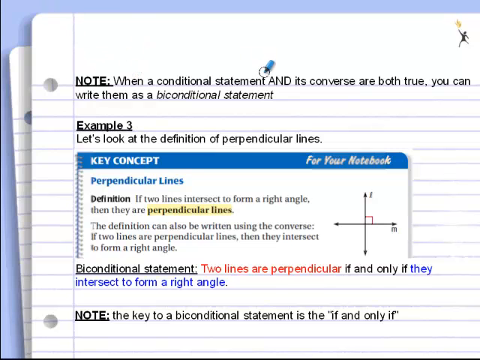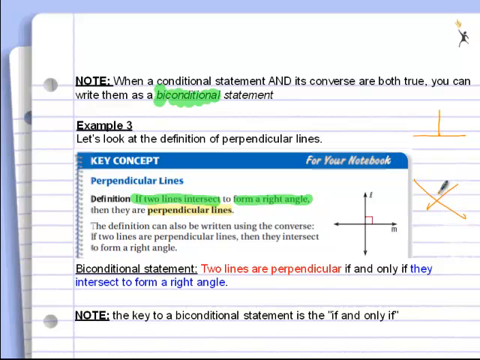When a conditional statement and its converse are both true, you can write them as a biconditional statement. And biconditional, very quickly, bi means two, conditional means there are two conditions. Let's look at this. The definition of perpendicular lines, this is right out of your book on page 81, by the way. The definition of two perpendicular lines, if two lines intersect and they form a right angle. See how there are two different things there. You can't just have two lines intersecting to be perpendicular, because I can draw two lines that intersect and aren't perpendicular. You can't just have two lines that form a right angle.